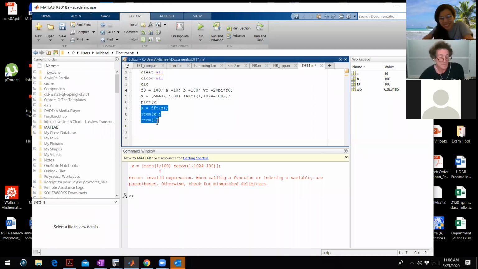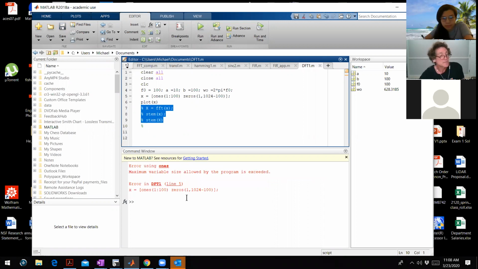Let me just comment that stuff. If you actually hit Control R, you can comment stuff out. And if you want it back, if you highlight it and then hit Control T, I believe it takes it back. Those are just handy things to know. What did I do now? Should it be a comma in the ones array instead of a colon? Yes, it should be.